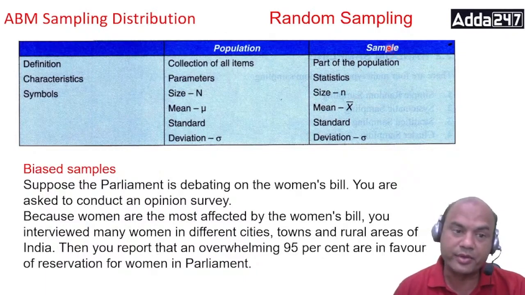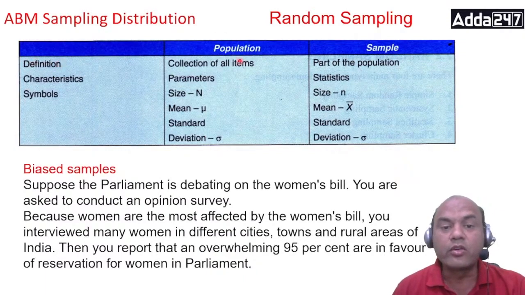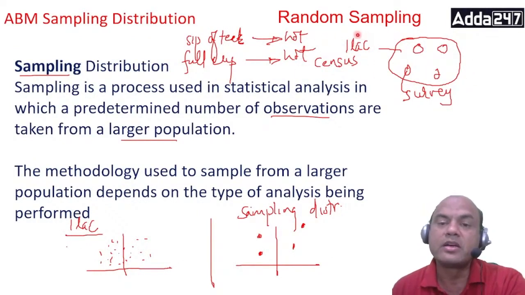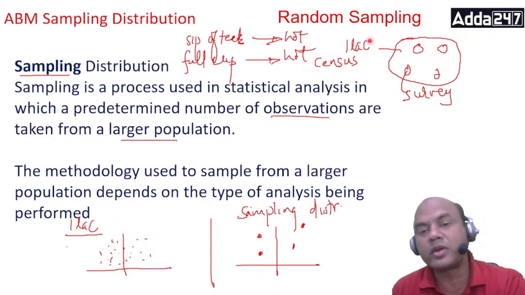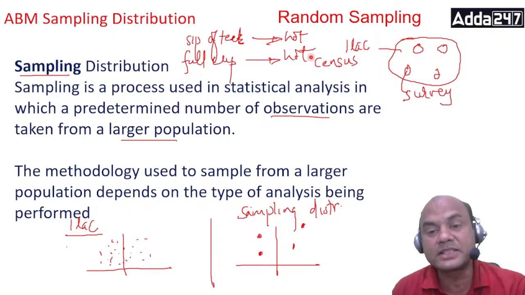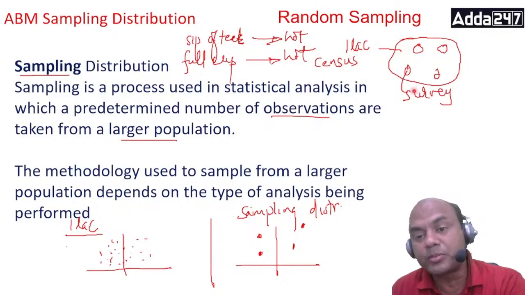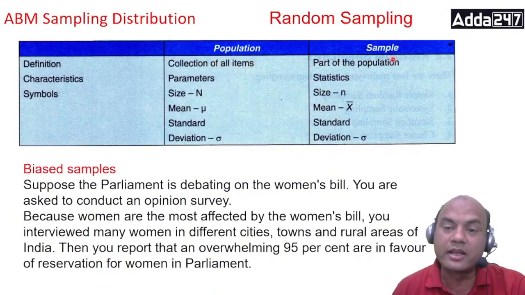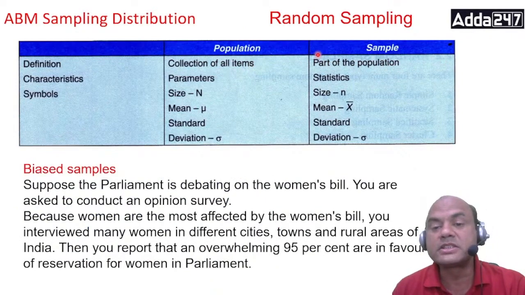Look at it. Okay. Definition of population: collection of all items, full population. Suppose 1 lakh persons, as I told you over here. 1 lakh is the population of a city. So if I do the survey of the full population, it will be called as what? Then it will be called as census. And this is known as population. So it includes collection of all items. And here, part of the population, some part.